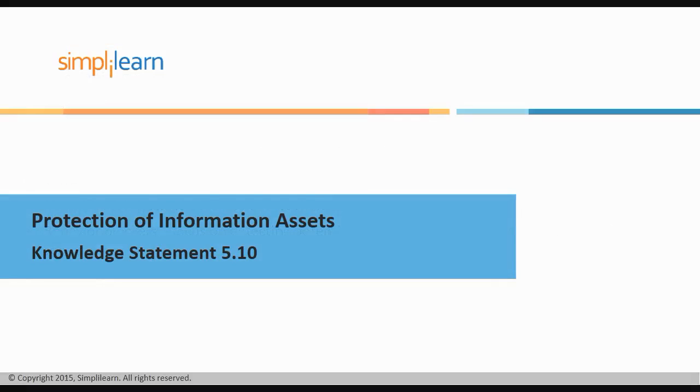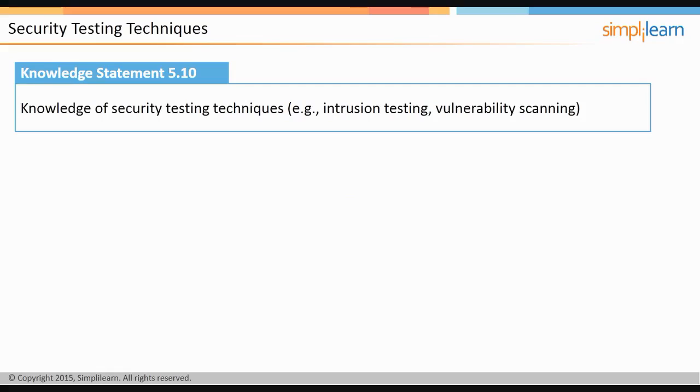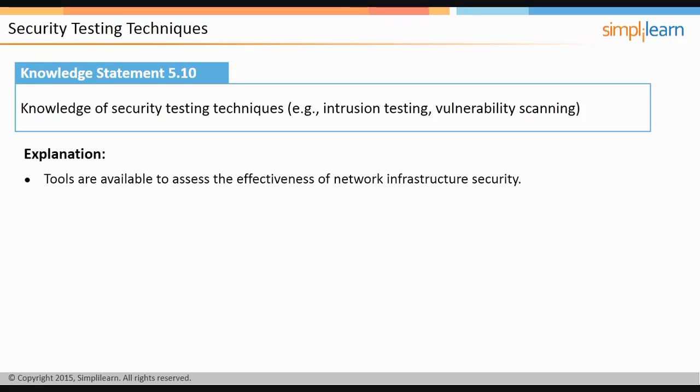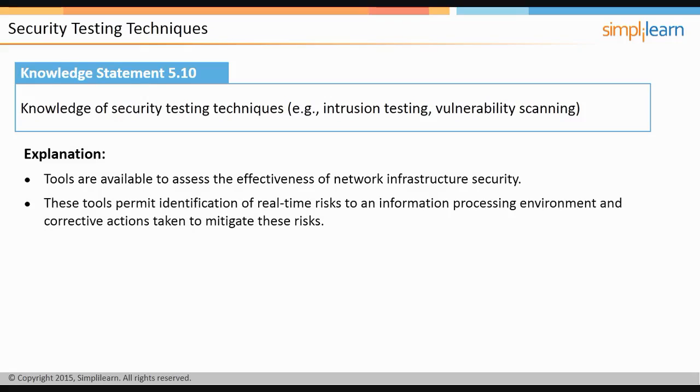Let us discuss security testing techniques in the next screen. It is paramount for CISA candidates to have knowledge of security testing techniques, for example, intrusion testing and vulnerability scanning. Tools are available to assess the effectiveness of network infrastructure security. These tools permit identification of real-time risks to an information processing environment and corrective actions taken to mitigate these risks.